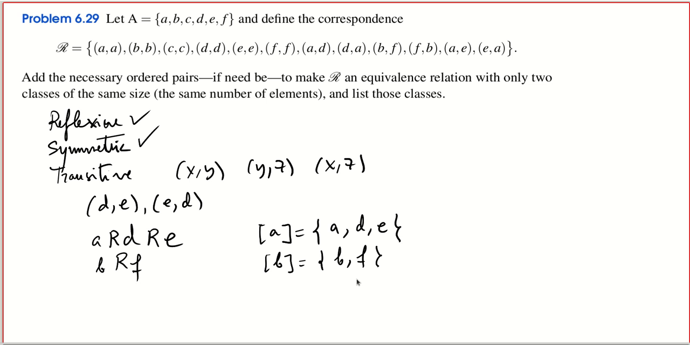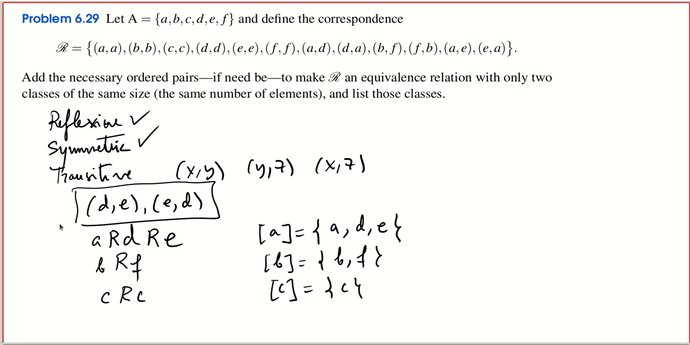And finally, there is one last element left, which is C, which is nowhere, right? And C is related to C, just to C. So C is the remaining element and forms a class only with itself. So far, including these 2 pairs, which are necessary to make this an equivalence relation, we have 3 equivalence classes. But we're asked to include as many pairs as necessary to reduce these 3 classes to 2 of them with the same size. And in order to do that, we have to merge these classes.